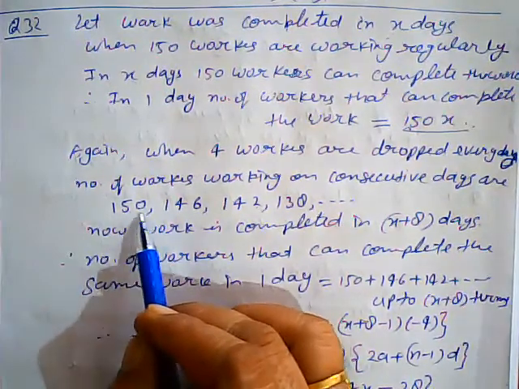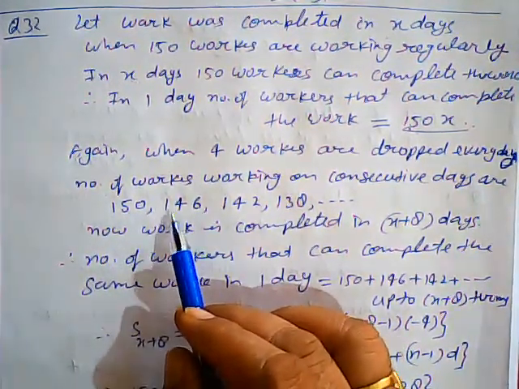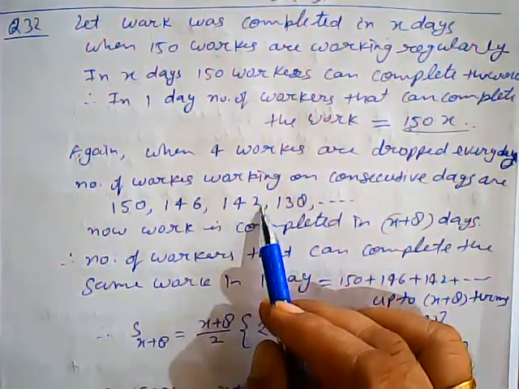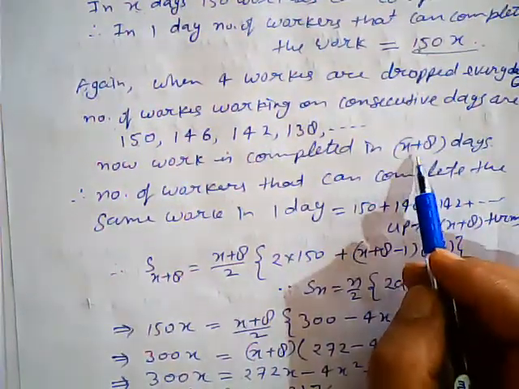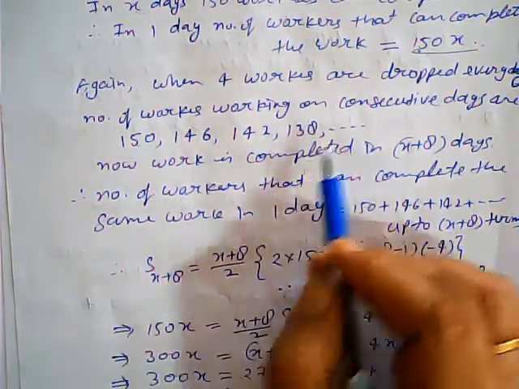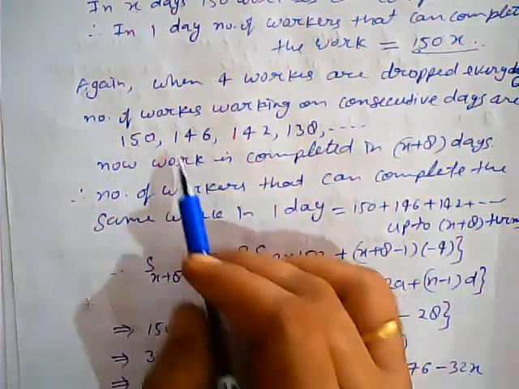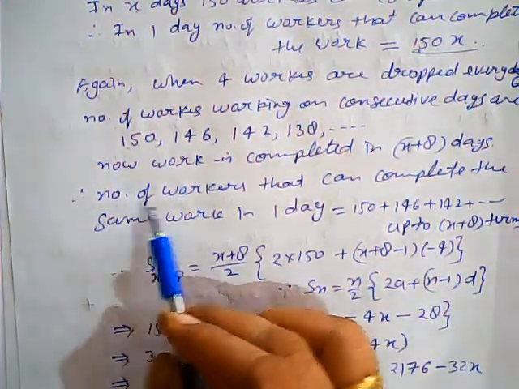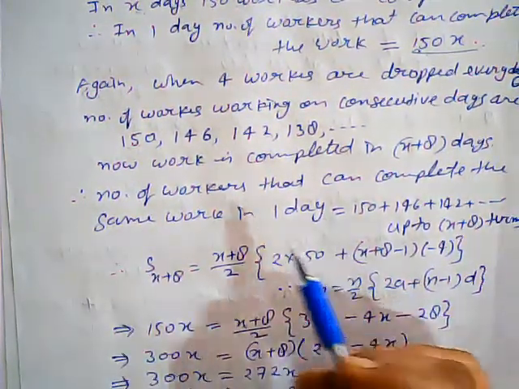Again, when 4 workers are dropped every day, the number of workers working on consecutive days are: on the first day 150 workers were working, on the second day 4 workers are dropped, then 146 workers have been working, on the third day 142 and then 138 and so on. Now the work is completed in x plus 8 days. This is forming an AP whose first term is 150 and common difference is 146 minus 150 equal to minus 4.